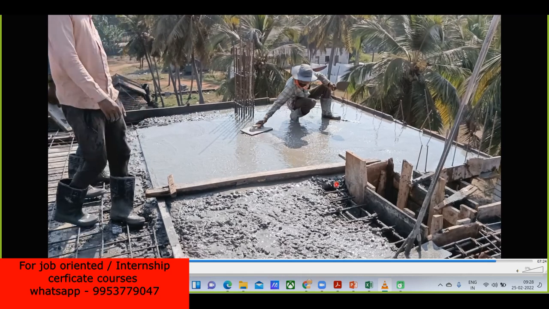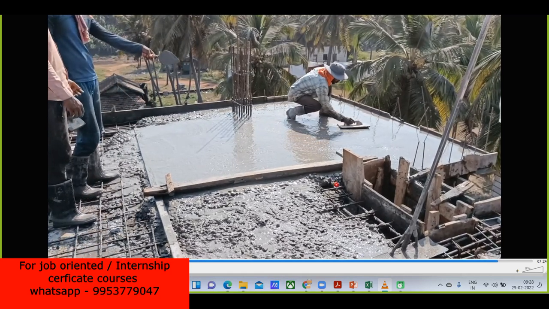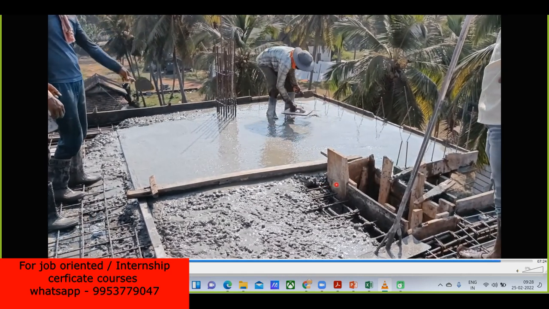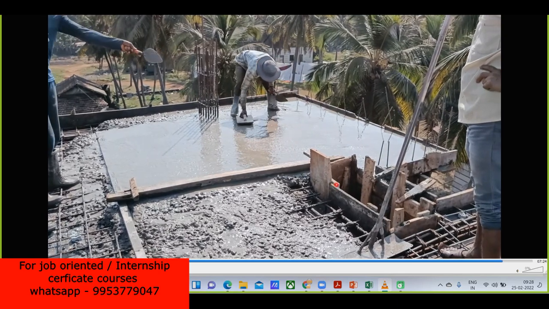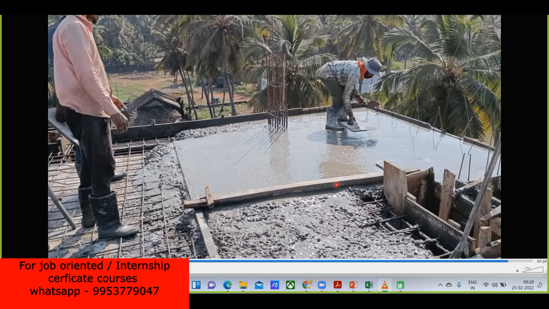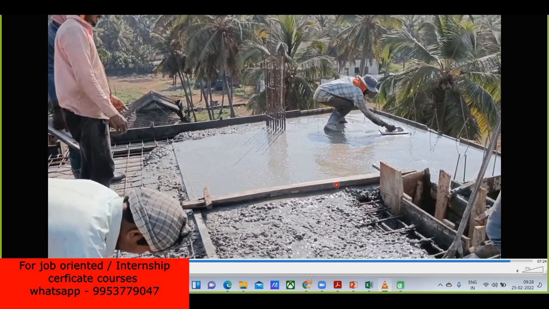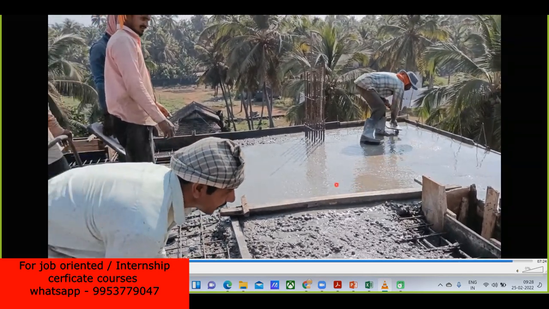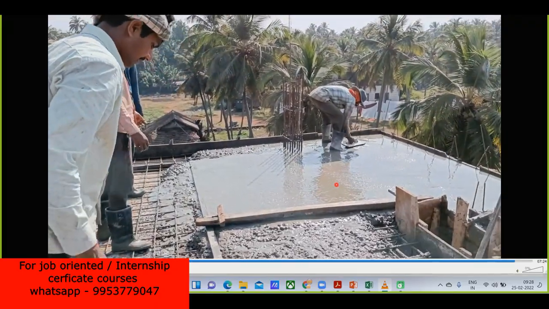So again, he is doing the finishing work because you need to maintain that uniform surface throughout the slab, and with the help of the trowel you're doing a proper compaction. If there's excess water, you'll take it out. And then this is how a leveling is done.